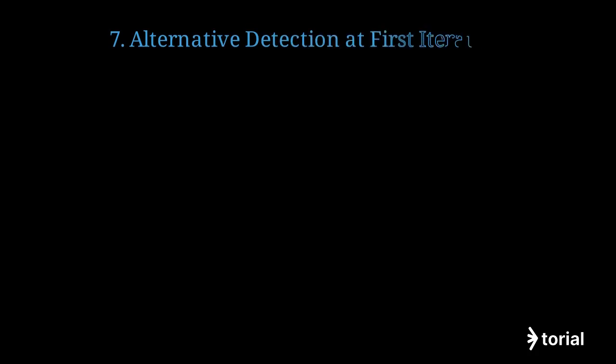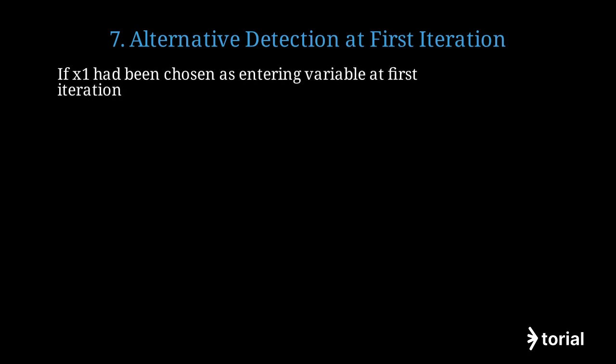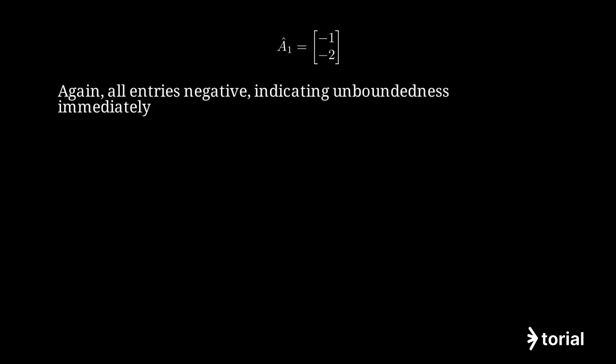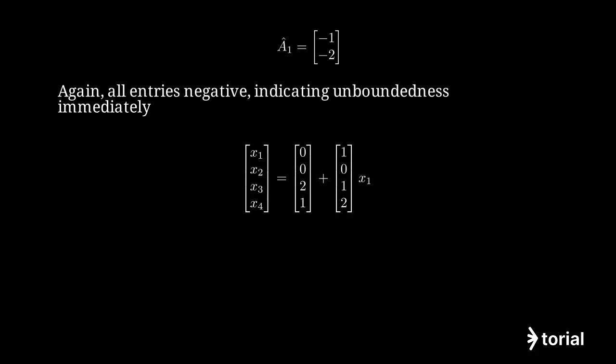We could have detected unboundedness even at the first iteration. If we had chosen x1 as the entering variable at the first iteration instead of x2, the entering column would be negative 1, negative 2. Again, all entries are negative, which would immediately indicate unboundedness. At the first iteration, feasible points would follow this form with direction vector (1, 0, 1, 2).